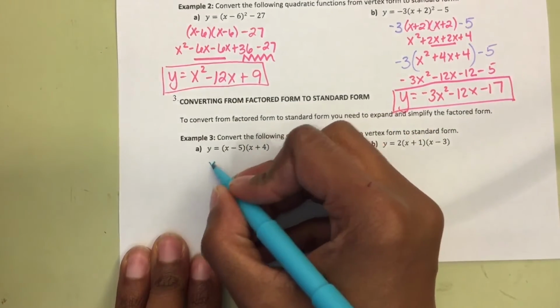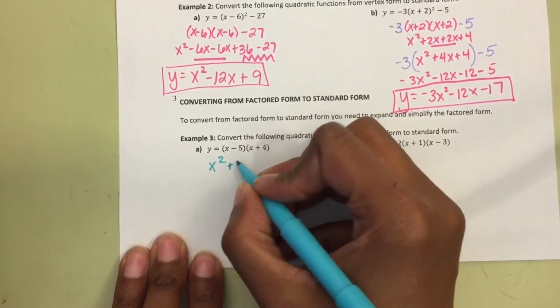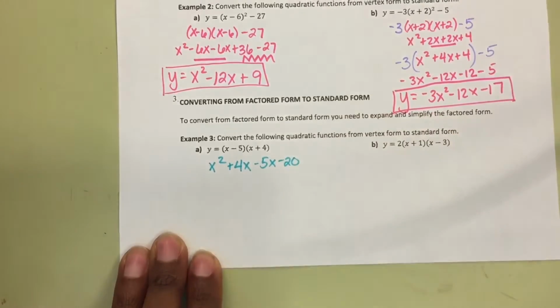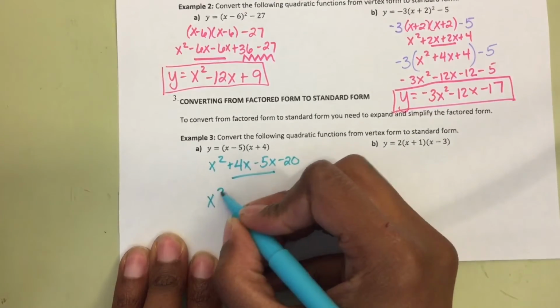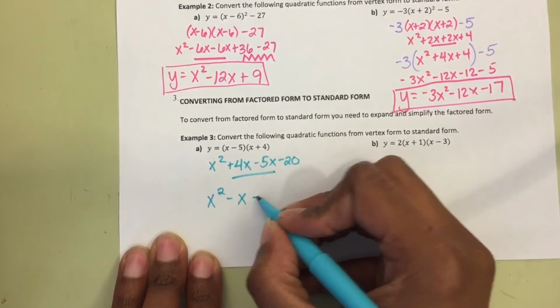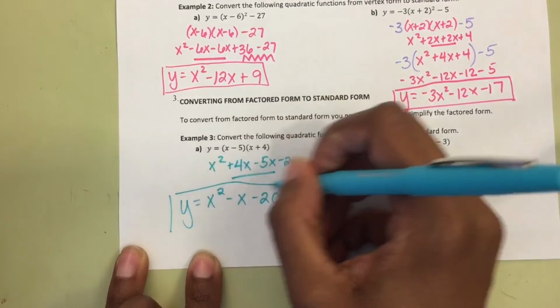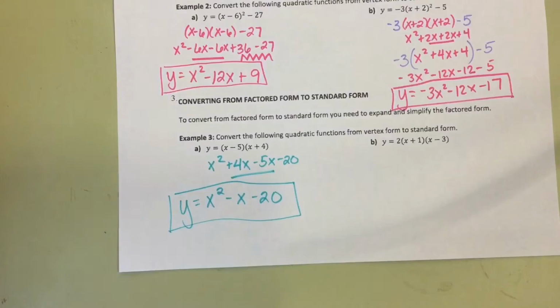So here we're going to do x squared plus 4x minus 5x minus 20. Combine like terms. So x squared minus x minus 20. Just stick that y equals back in front. You know I'm really big on the notation. It's not an equation if you don't put the y equals back in front.